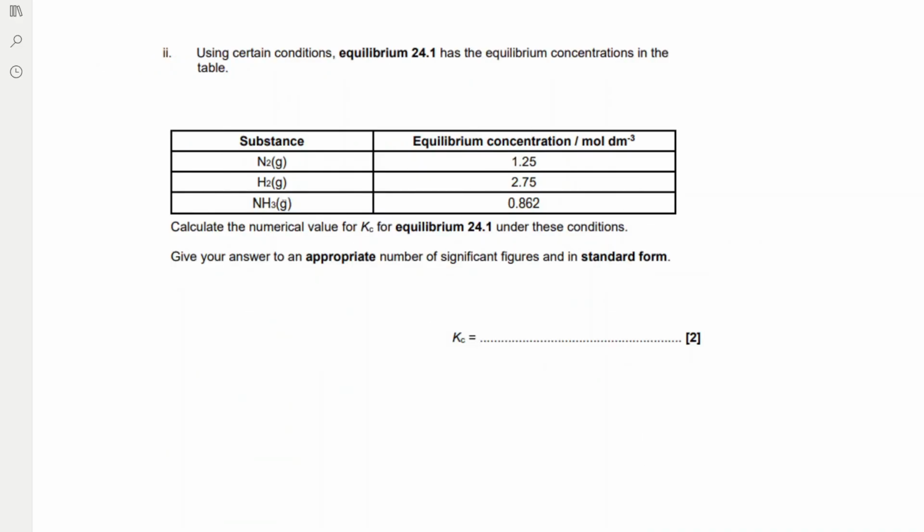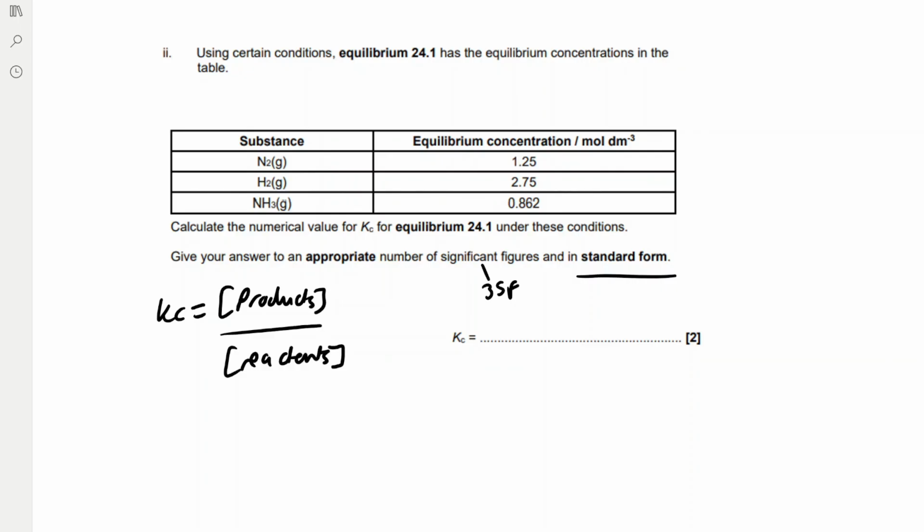Using certain conditions, equilibrium 24.1 has the equilibrium concentrations in the table, and they're asking us to calculate the numerical value for Kc under these conditions. Give your answer to an appropriate number of sig fig and in standard form. So the appropriate sig fig is going to be 3 significant figures, because in the table in the question, we're given all of the concentrations to 3 significant figures, and then we need to remember to leave it in standard form.